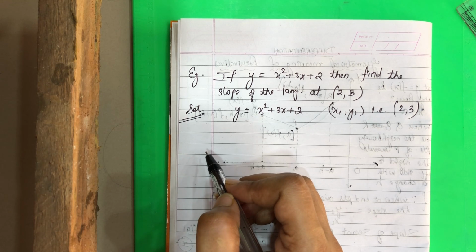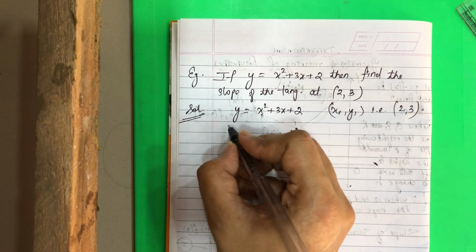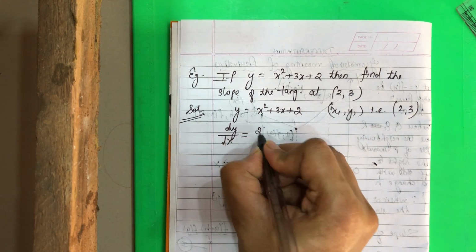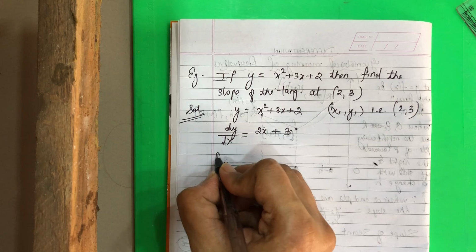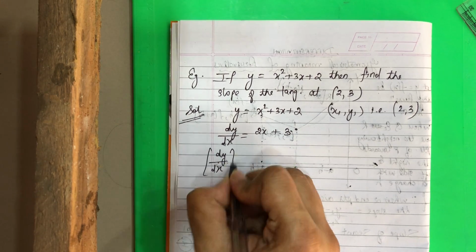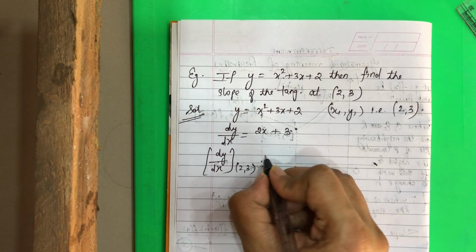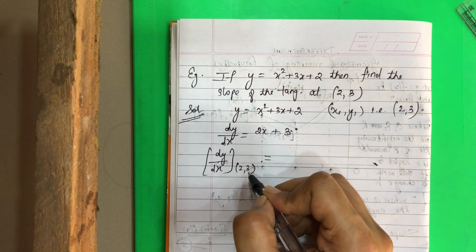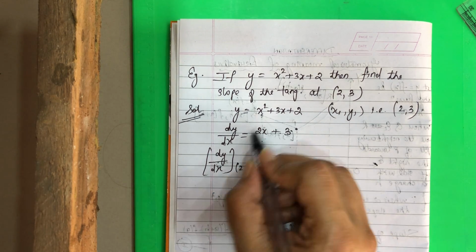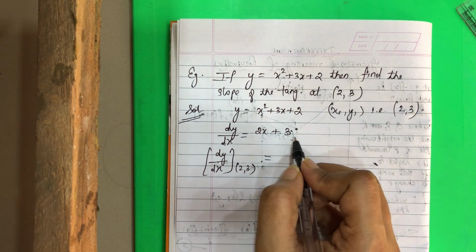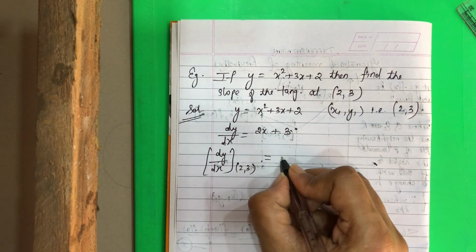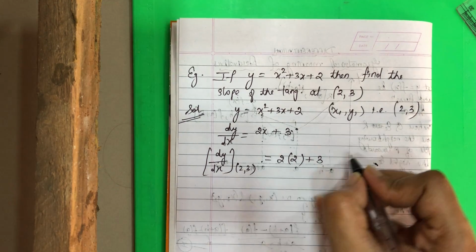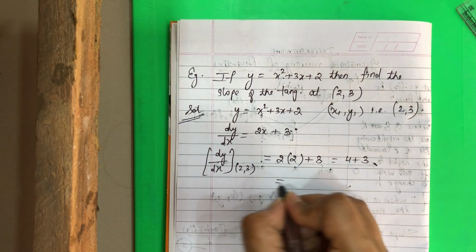So from this definition we have studied right now, we need to find dy by dx first. So dy by dx is 2x plus 3. Now dy by dx at point (2, 3). The value of x is 2 and the value of y is 3. So in this equation substitute in place of x and y. Here y does not exist, so substitute x, that is 2, x value is 2 plus 3. So 4 plus 3, that is equal to 7.